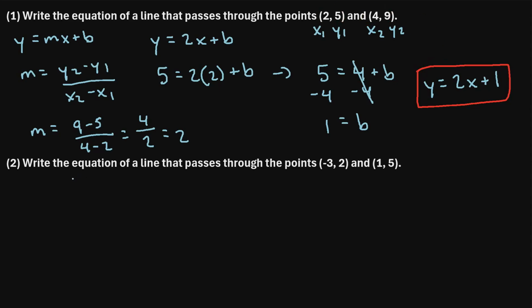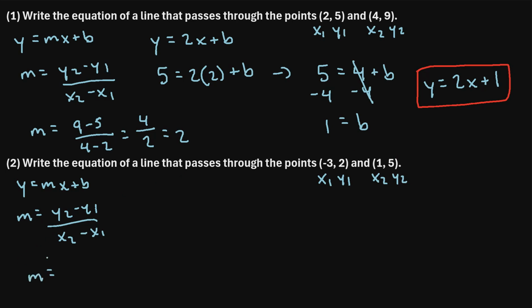All right, let's check out this second example. It says write the equation of a line that passes through the points (-3, 2) and (1, 5). So we're going to use the same approach where we write the equation in the form y equals mx plus b. Again, where m is equal to y2 minus y1 over x2 minus x1. So if we label these points x1, y1, and x2, y2, we're just going to plug these values into our slope formula.